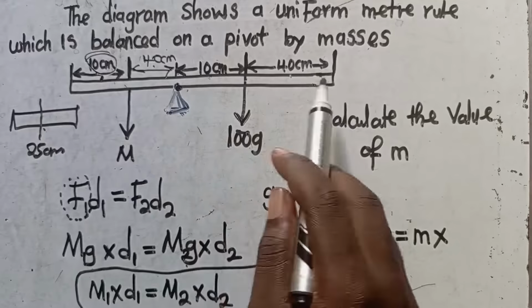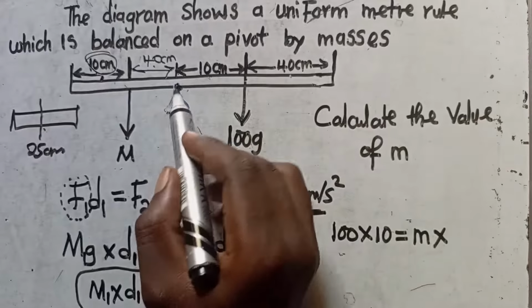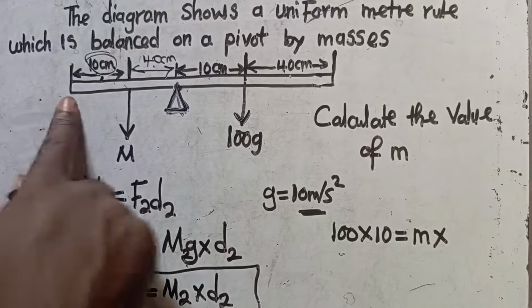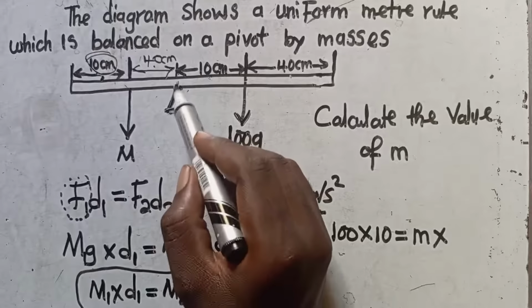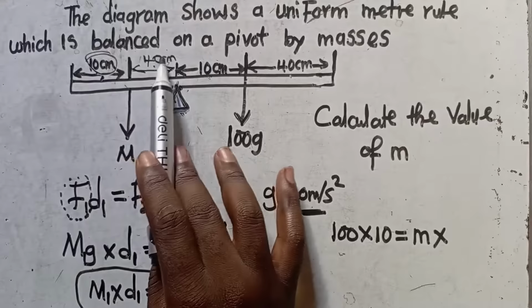But if it is a complete meter rule, the center is on the 50. So this is how it is. This is a meter rule, so it is on the 50 here. This is where we've got this. So now what I'm going to do, this is 40.